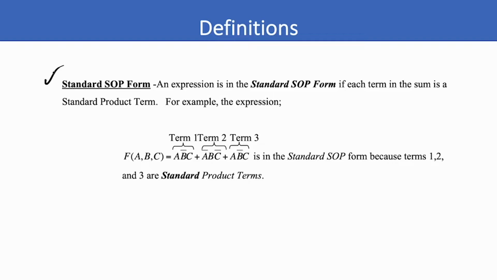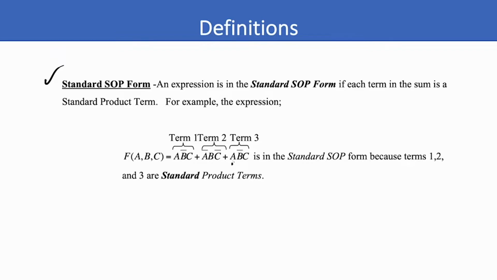The next definition is the standard SOP form. An expression is in the standard SOP form if each term is a standard product term. For example, the expression f of ABC equals a b bar c. Well, that's a standard product term because it contains all the variables, all the literals a, b, and c. The second term, a bar b c bar, contains all the literals a, b, and c. So that's a standard product term.